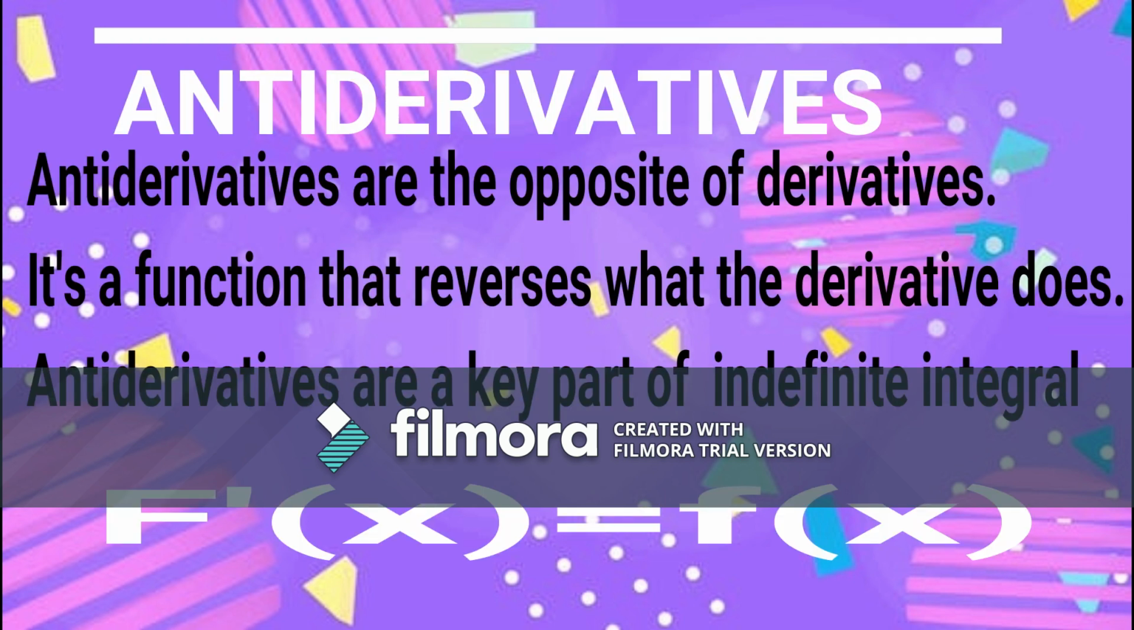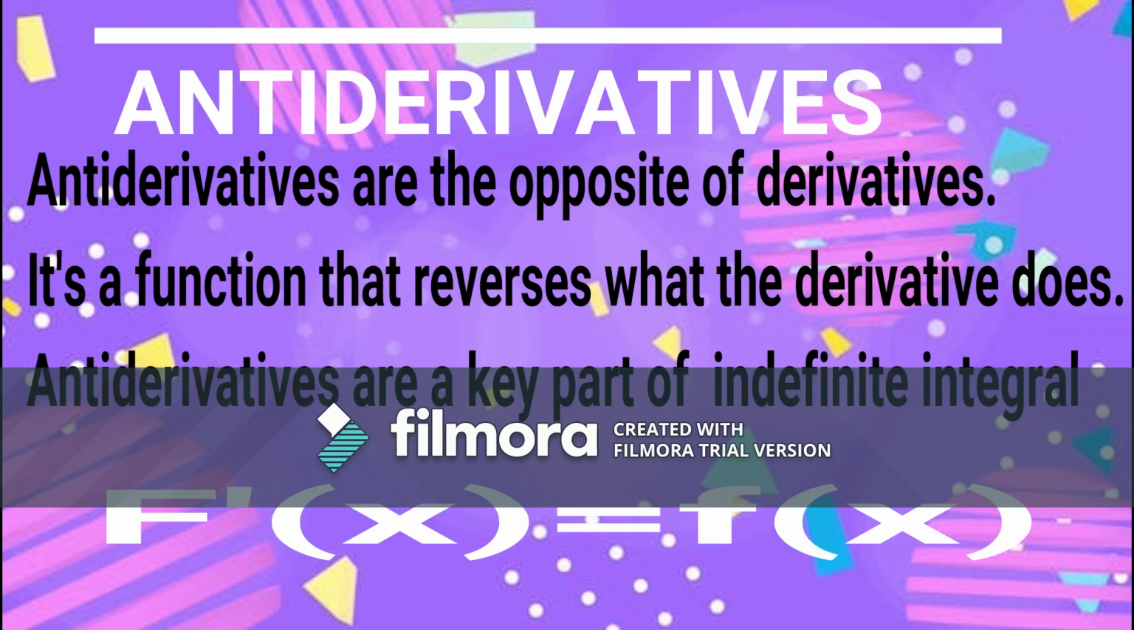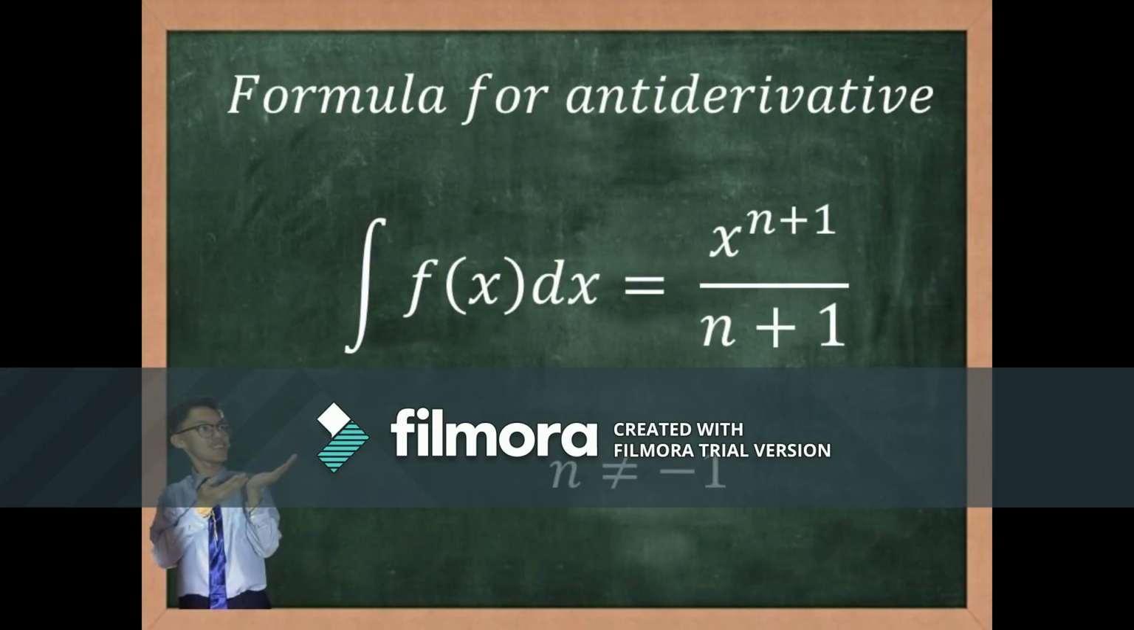Hence, if capital F prime of x is equal to small f of x, we call capital F an antiderivative of small f. The formula for antiderivative is: the antiderivative of f of x is equal to x raised to n plus 1 all over n plus 1, where n should not be equal to negative 1.